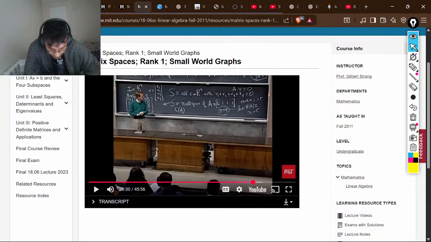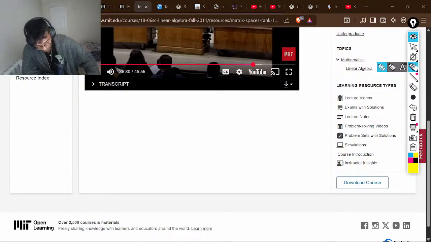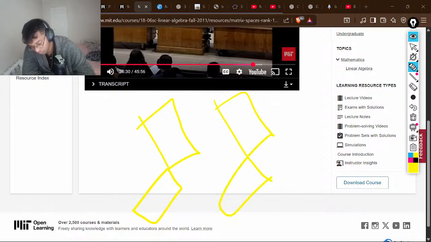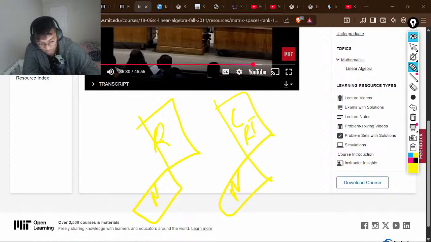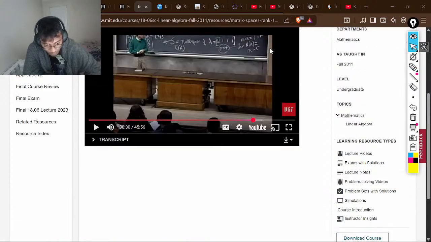And this is tying back to what he taught us. So this will be the row space, column space, null space of it. So the column space is basically the row space transpose. That's my understanding, of course.